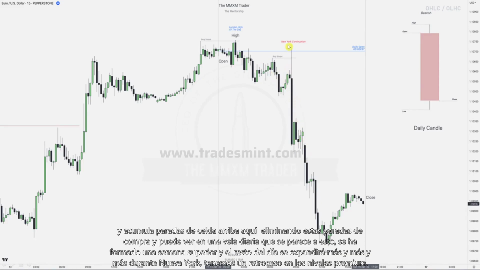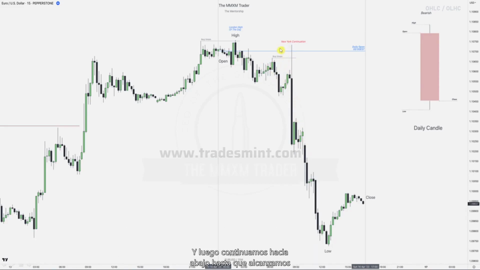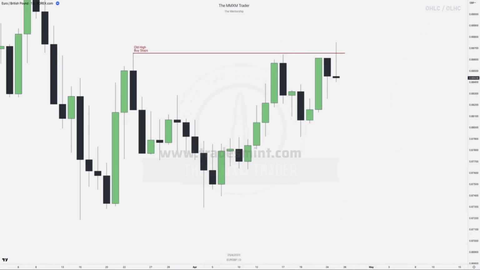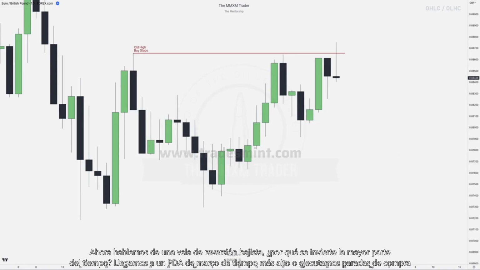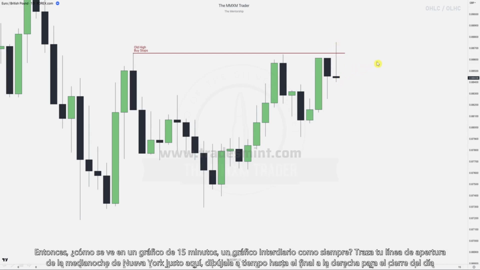During New York we have a retracement into premium levels and then we continue down lower until we reach our closing price, forming this daily bearish candle. Now let's talk about a bearish reversal candle, right? So why does it reverse? Most of the time we hit a higher time frame PD array or we run buy stops or sell stops, right? So in this occasion, we've got these buy stops up here being run and then we see this longer wick down and closing the day out bearish.